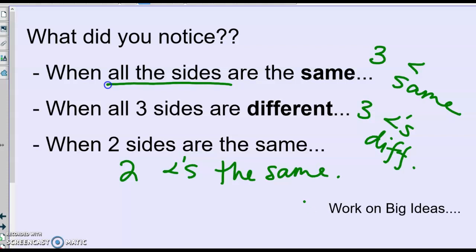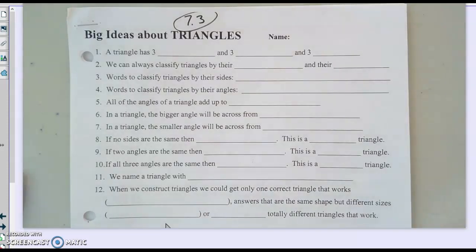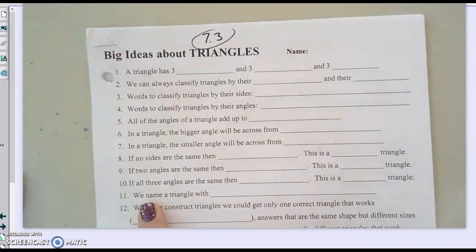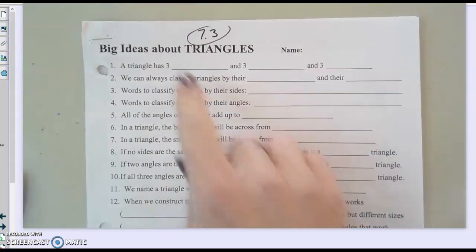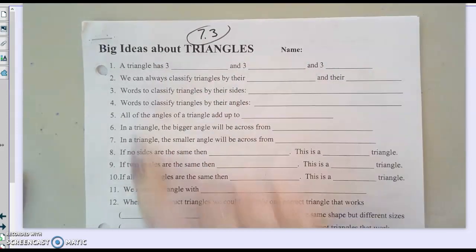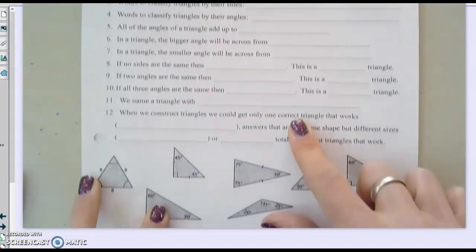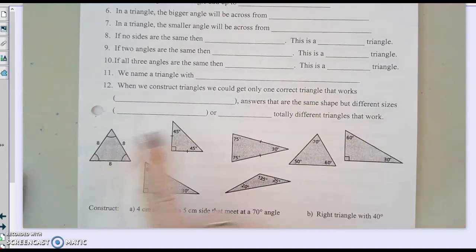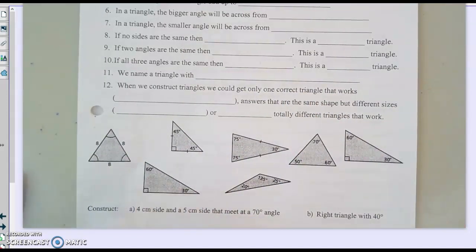So I want you to turn now, and I'm going to switch over so you can look at it. You should have a triangle packet, and the front side says Big Ideas About Triangles. Okay, so I want you to take a minute to find this paper. All right, and I want you to work with your neighbors quietly, just in your seats, and try to answer these questions here, 1 through 12, and also classify these triangles, right, by sides and by angles.